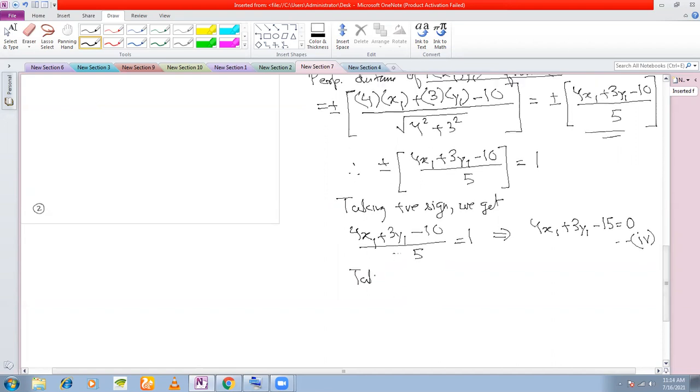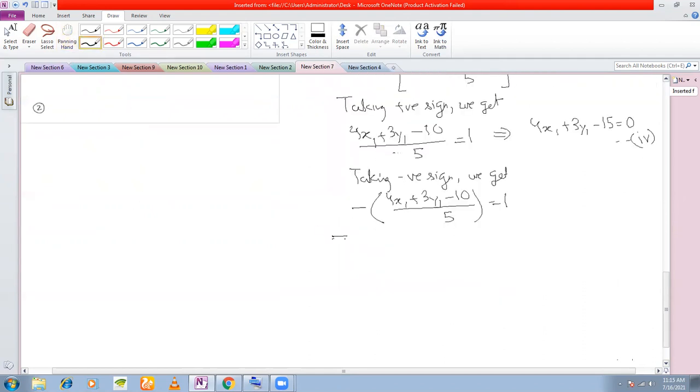Taking negative sign, we get minus of 4x1 plus 3y1 minus 10 by 5 is equal to 1. That means minus 4x1 minus 3y1 plus 10 by 5 is equal to 1. Now you cross multiply and take everything on one side. You will get 4x1 plus 3y1 minus 5 is equal to 0. Call this equation number 5.